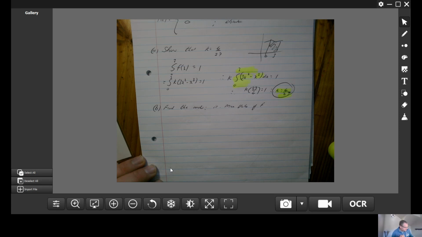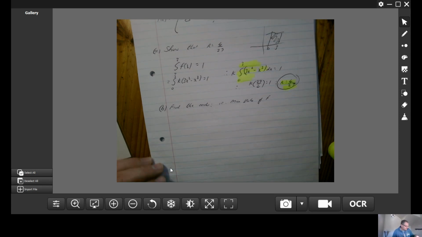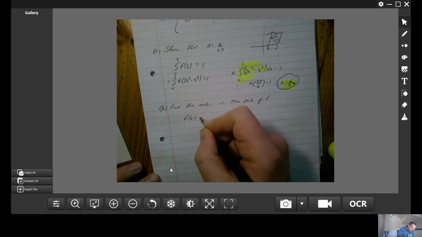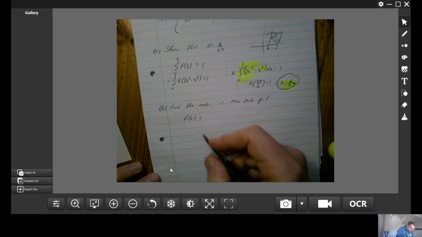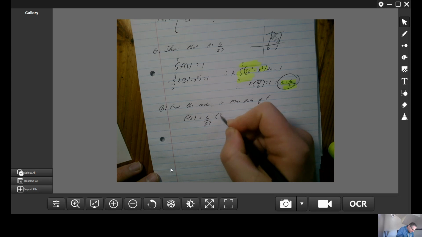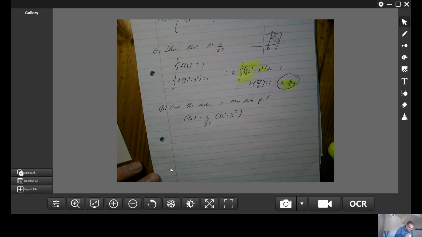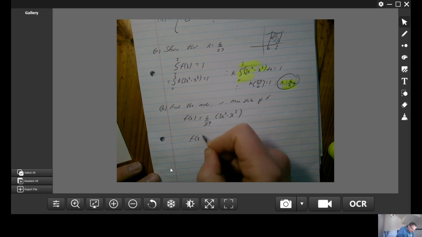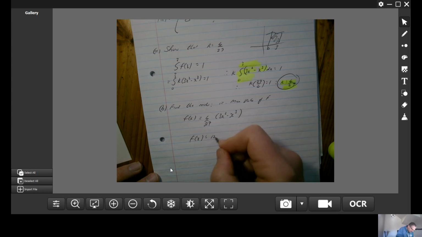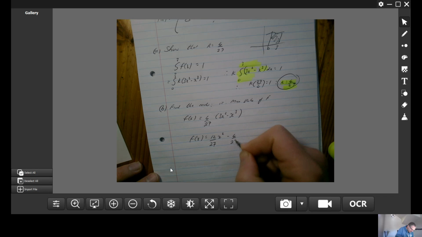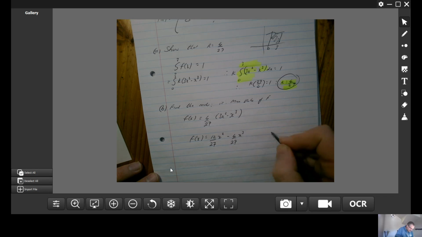The mode is the maximum value of f. We can't really visualize the function, but we know that the function is of the form f of x is equal to 4 over 27 times 3x squared minus x cubed. We can make that prettier, and it becomes f of x is equal to 12 over 27 x squared minus 4 over 27 x cubed, between 0 and 3.